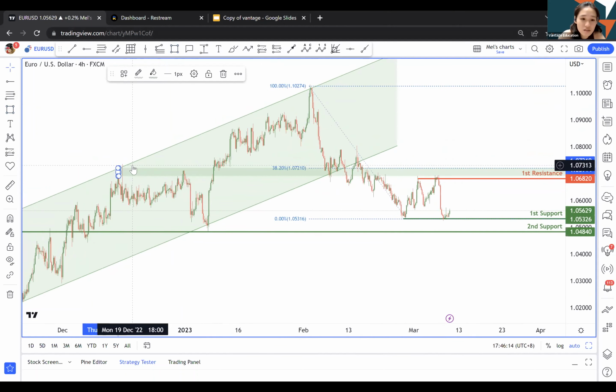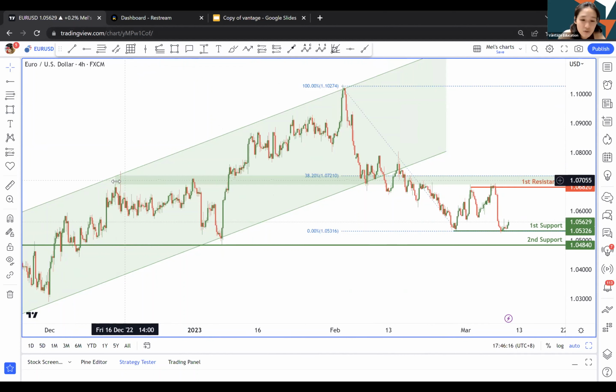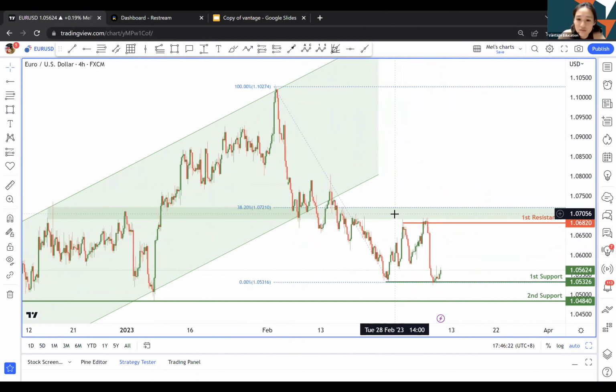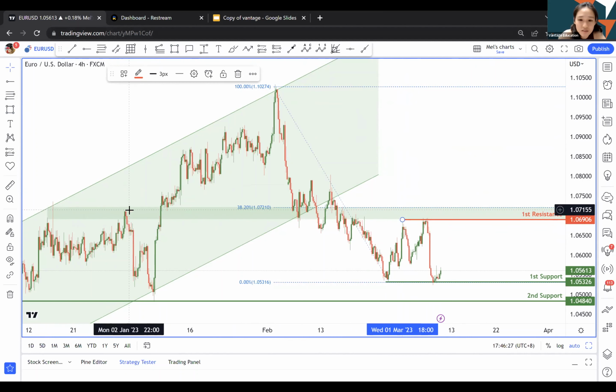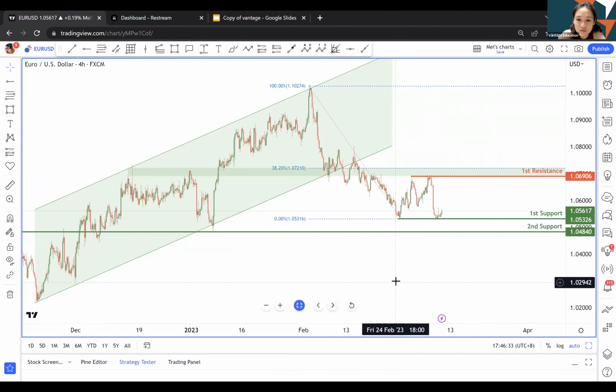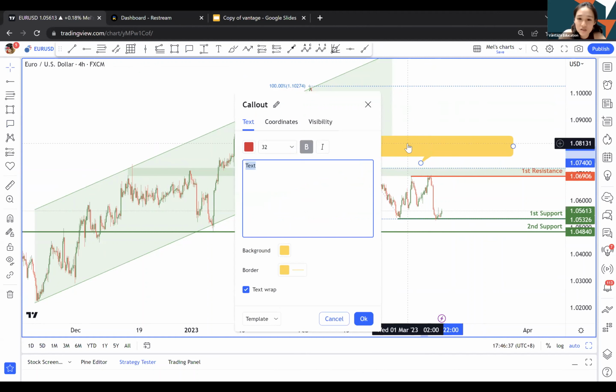Let me zoom in. We can see price has tested this area of resistance many times before, and it's now an overlap resistance. You can see the swing highs here, swing lows, and then now it's a swing low, swing high again. This is an overlap resistance.